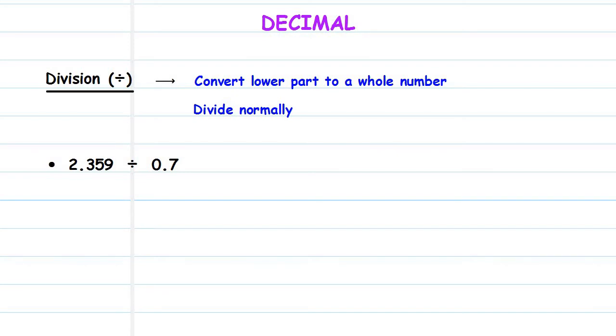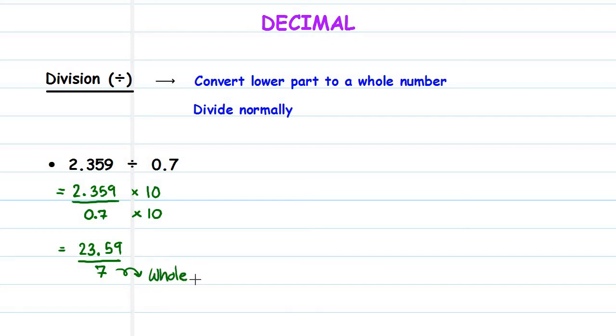Now let's try 2.359 divided by 0.7. This is equal to 2.359 over 0.7. First, we have to convert the lower part to the whole number. We can multiply this by 10, and we have to multiply the top part by 10 too. And here we will get 23.59 divided by 7. Now the lower part is the whole number. So we're good to go.